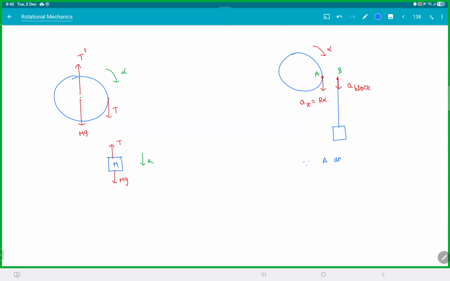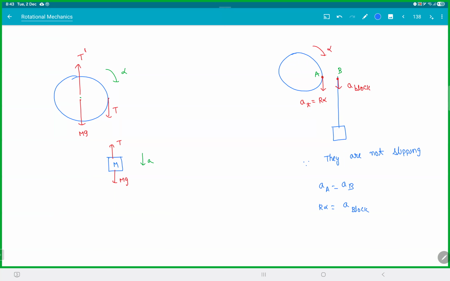Since A and B are in contact, or you can say since they're not slipping, that is the meaning of no slipping. The point where the string touches the pulley and the pulley will have the same acceleration. Acceleration of A must be equal to acceleration of B, which is R alpha must be equal to the acceleration of the block.